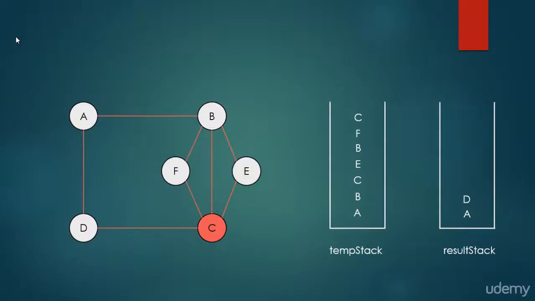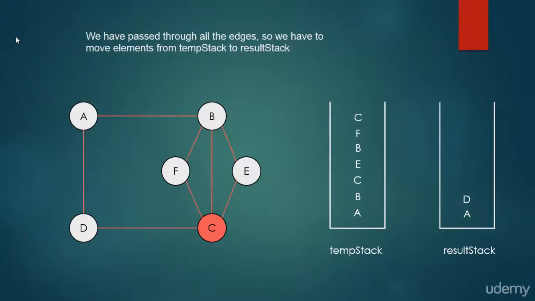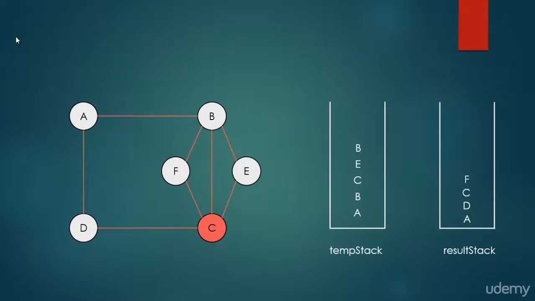In this situation, we have passed through all the edges, so we have to move elements from the temporary stack to the result stack. So we keep popping the elements from the temporary stack and keep pushing them to the result stack. So we put C, then we put F, then we put B, then we put E, then C, then B, then A at last to the result stack. And that's all about this algorithm, because from now on we just have to keep popping the items from the result stack, and that's going to give us the Eulerian cycle.